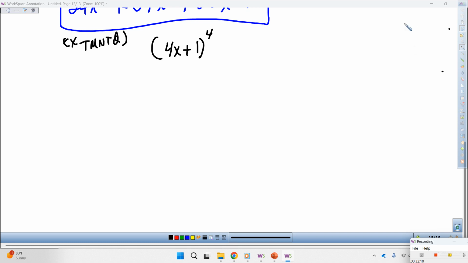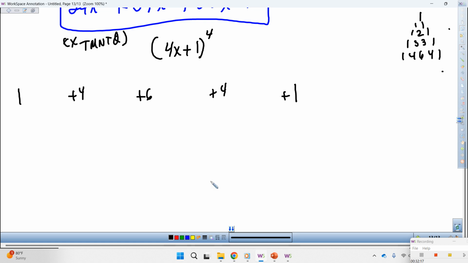Make a triangle. So we start at 1, and what row do we stop? 4. So we go 1; 1, 1; 1, 2, 1; 1, 3, 3, 1; 1, 4, 6, 4, 1, and I stop. So we go 1 space, 4 space, 6 space, 4 space, 1. All right. What do I do next? Pass someone.